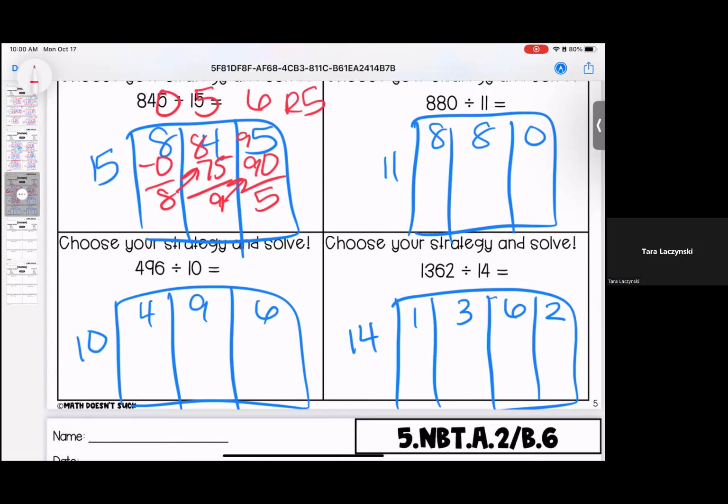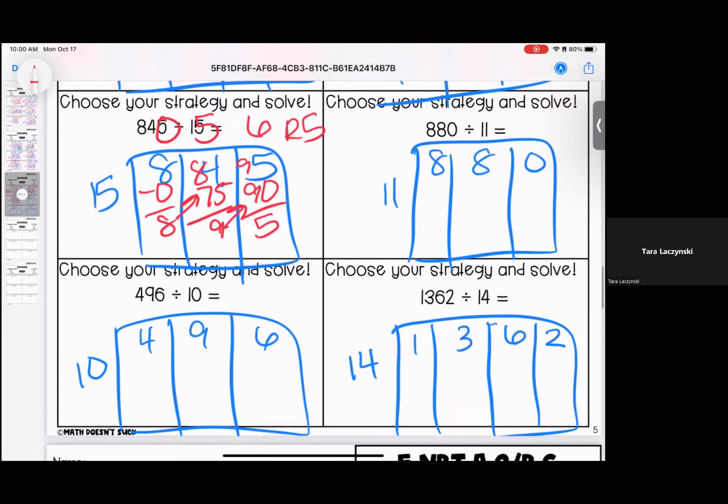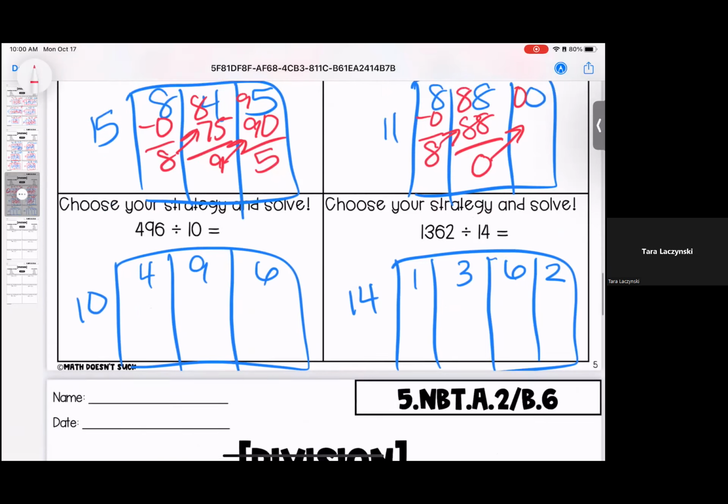This next one's going to divide in evenly. Watch the math magic on this. 11 does not go into 8, but it does go into 88 8 times. Don't forget to show that it didn't fit. 80 even is our quotient.